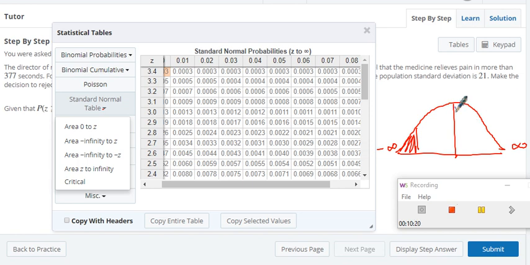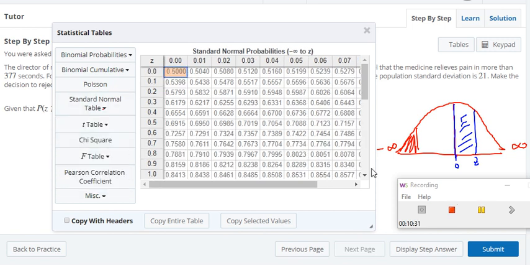That means I would be basically going from 0 to whatever z-score I had right here, and that would be that area right there. So that's not really what we're looking for. The second one would be negative infinity to z. So that would be the area from negative infinity to whatever z-score you had, like maybe right there, and that would be that area in that particular case.